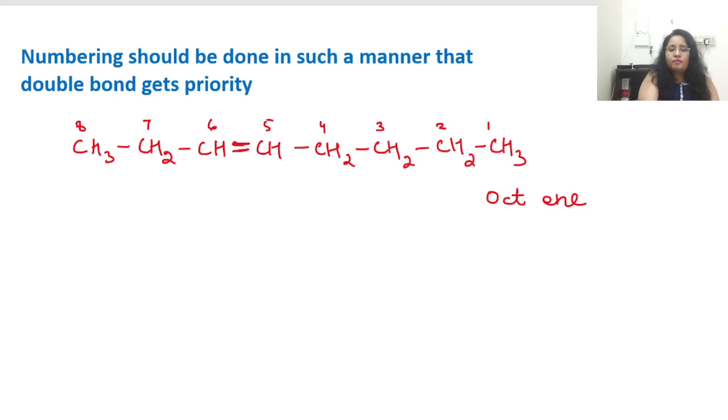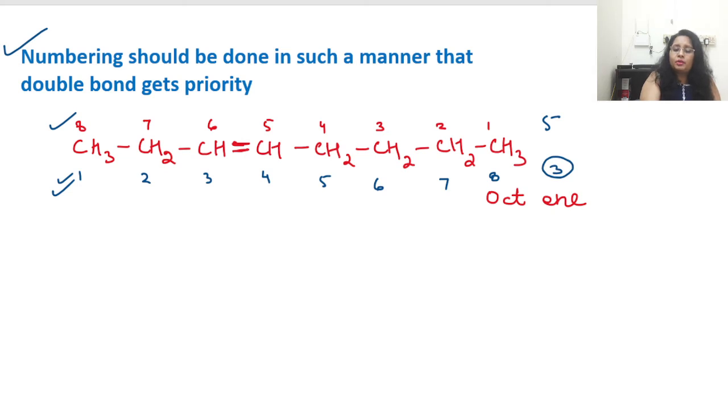Now let's check. If we start the numbering from this place, 1, 2, 3, 4, 5, 6, 7, and 8, then from this counting our double bond will be on number 3, and from the other counting our bond will be on the 5th place. So according to the rule, numbering should be done in such a manner that the double bond gets priority. In which counting does the double bond get priority? In this one, where the bond comes on the 3rd carbon atom.